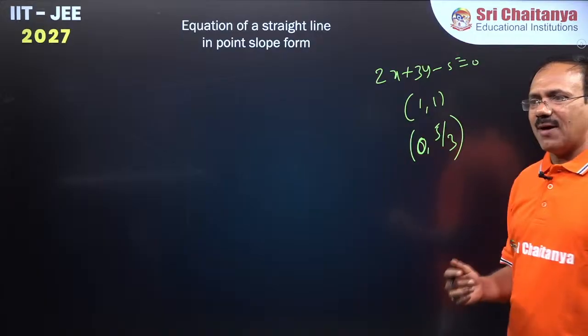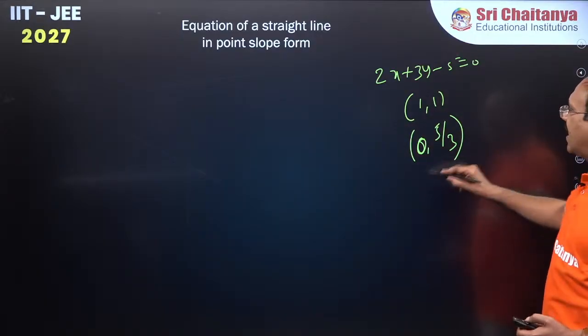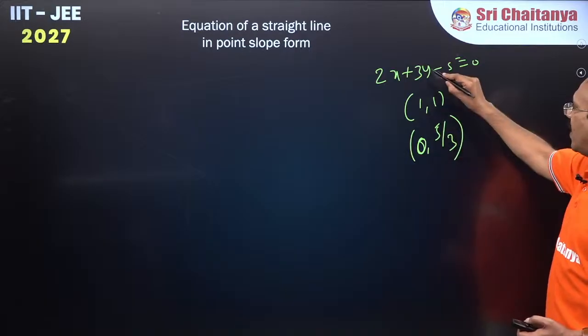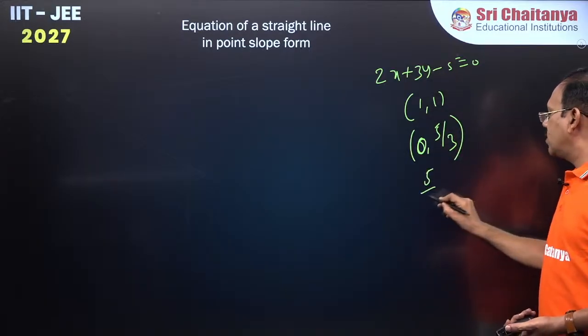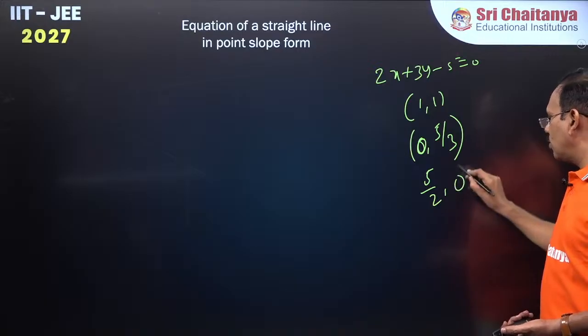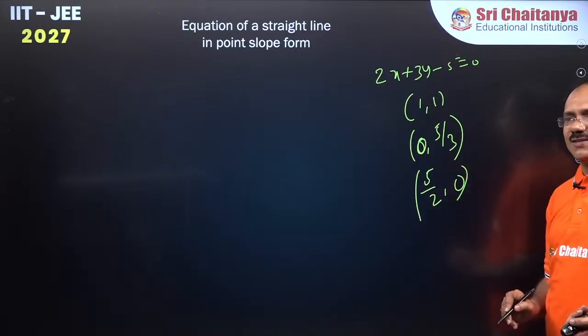Come on, quick. Does (0, 5/3) lie on it? Yes guys, you substitute, yes, it satisfies. What about (5/2, 0)? Will it pass through? Yes, it passes, right?